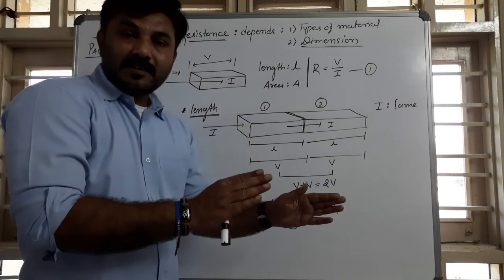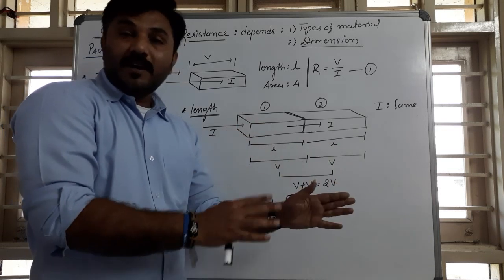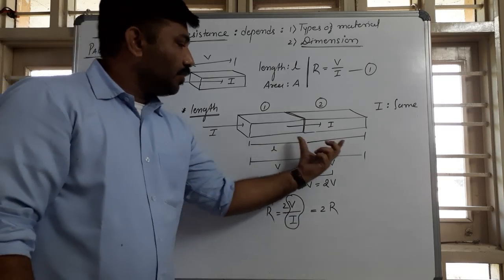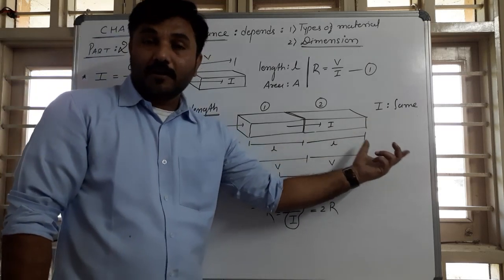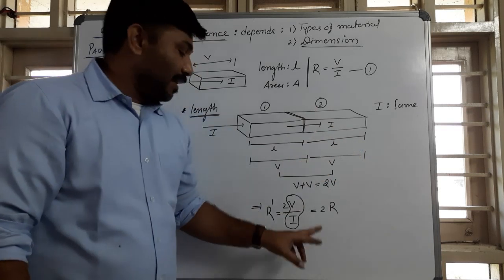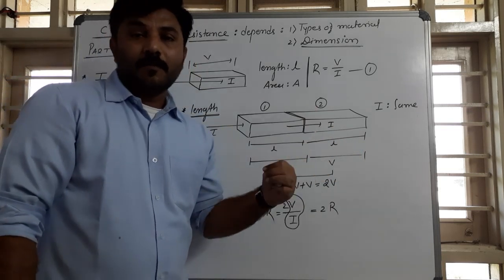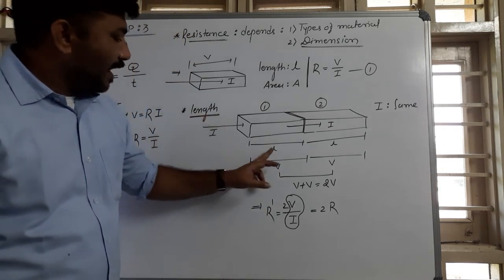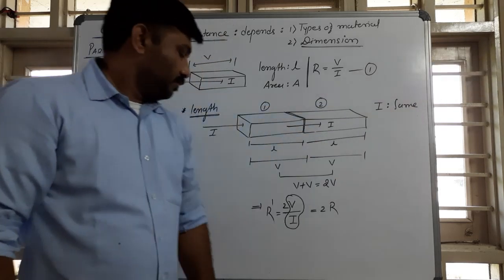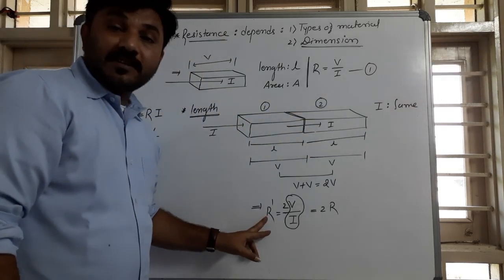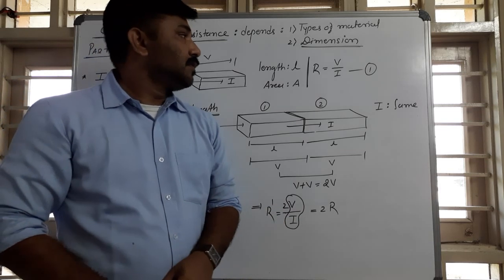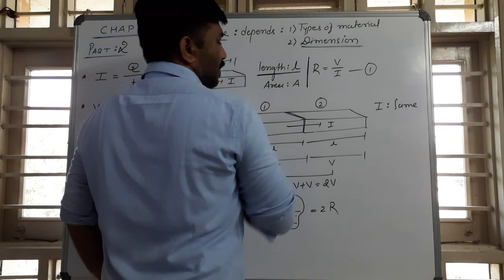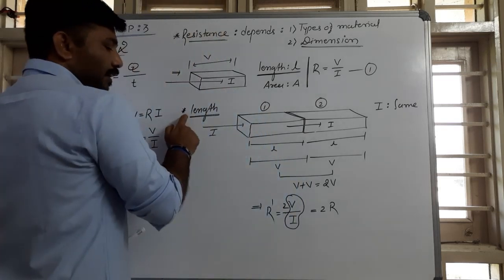Meaning resistance increases. How many times? 2 times. In the same way, you can take 3 conductors of the same length, and then resistance increases how many times? 3 times. Got it? So from this we can say that if length increases, the effective resistance also increases. So here the concept of resistance related to length is finished.